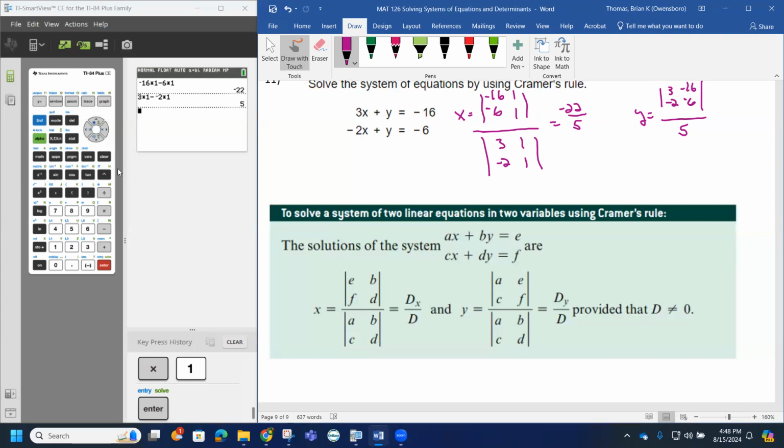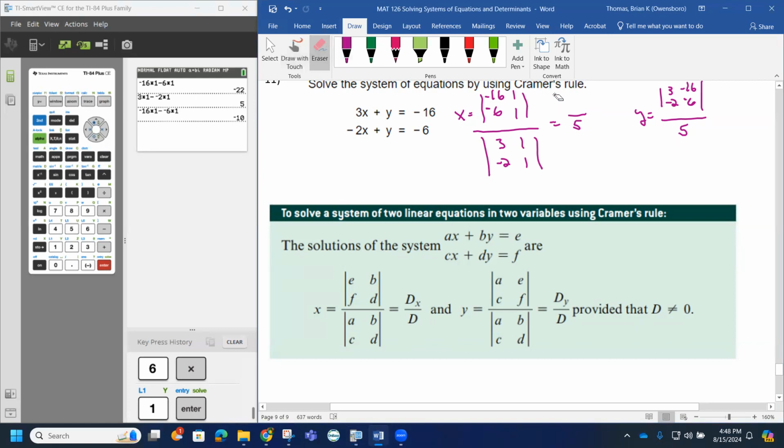So on the top one, I should have had -16 times 1 minus -6 times 1. And that's actually -10. So I made a mistake there by not making that a -6. So that's actually going to be a -10. So -10 divided by 5 would actually be just -2. So x actually is -2 there.